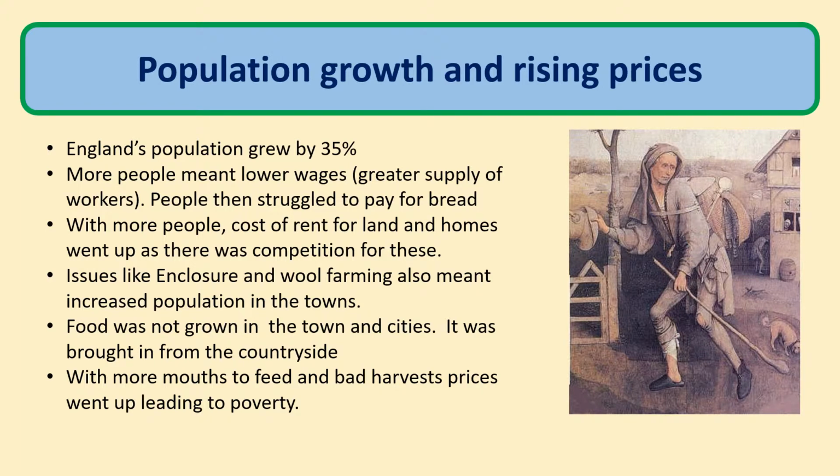With more people, the cost of rent for land and homes also went up because there was more competition for these. And issues like wool farming and enclosure, which we come on to next, also meant there was an increasing population within the towns themselves because of unemployment hitting the countryside. Further to this was that food wasn't grown in the towns and cities, it was brought in from the countryside, and therefore with more mouths to feed and with bad harvests that occurred in pretty much every decade of the Elizabethan era we look at, all these factors led up to an increasing degree of poverty.